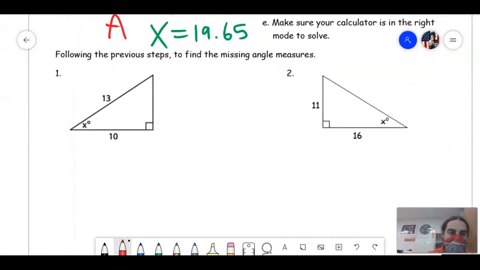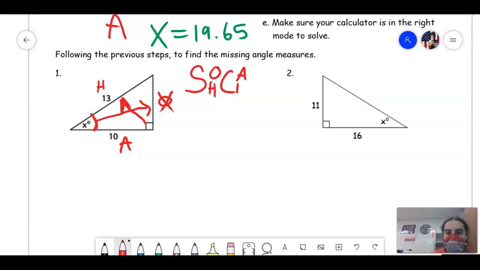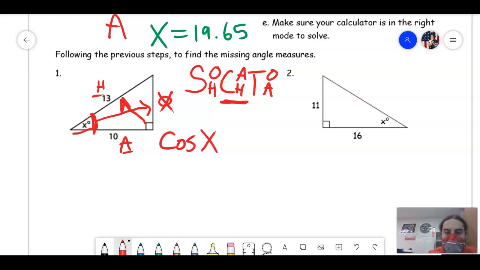So remember, first step, find our missing angle, label O across from the angle, H is across from 90, A is by itself. Which one do I not need? Well, O is not labeled. So let's remember SOH CAH TOA. Now, which one is A and H? CAH, C stands for cosine. So cosine, and then the angle, which is x, equals A over H, 10 over 13.